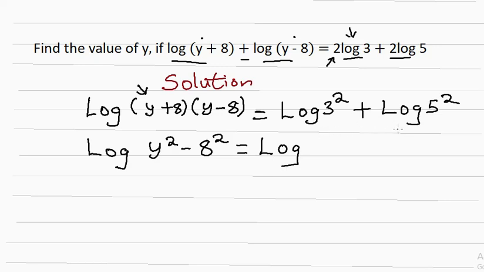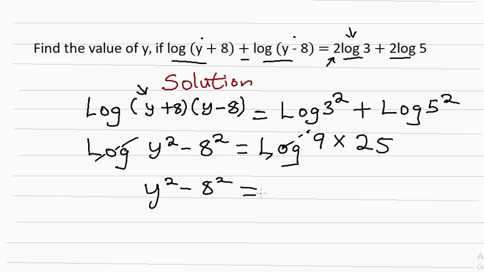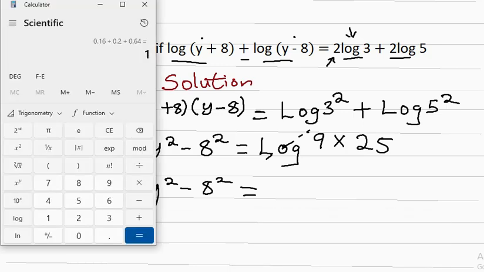Now I can apply the multiplication law. First of all, 3 raised to the power 2 is 9, and 5 raised to the power 2 is 25. So that's going to be equal to 9 times 25. Of course, I was not given the base, and I don't even need the base. Since there's log on both sides of the equation, definitely the log will cancel out. So if the log cancels out, I'm going to have y squared minus 8 squared is equal to 9 times 25.